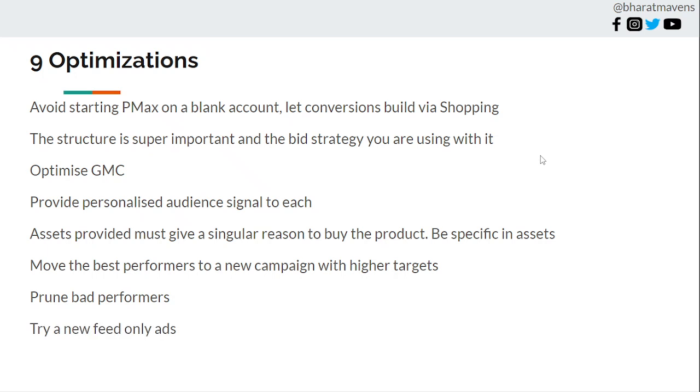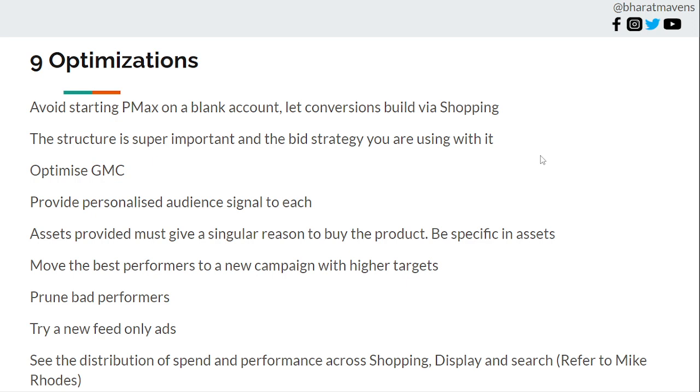Number 8, try feed-only ads. If you have seen that PMax campaigns are repeatedly not working with assets, then try to run a PMax campaign without any assets, without any logo, headlines, or descriptions, and run it for at least 2 weeks. We have seen the performance improve in some accounts. It's not always the case, but in some accounts, yes, it does improve, particularly where there are small catalogs. We have seen that feed-only ads work better.